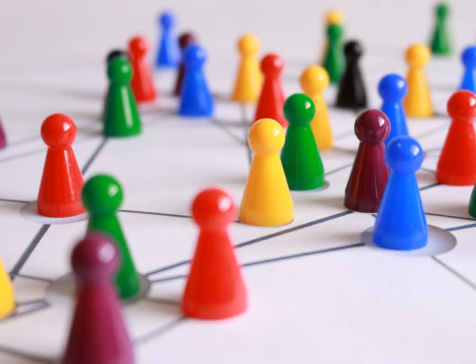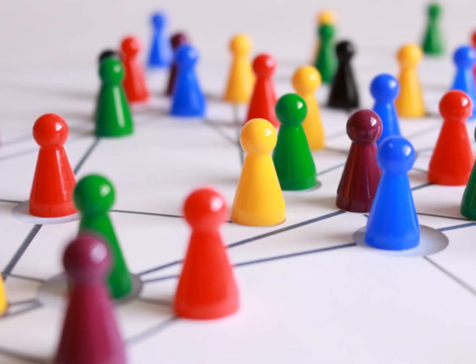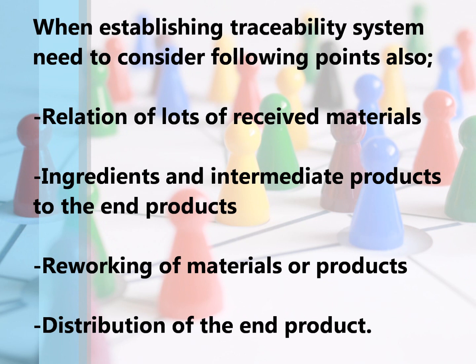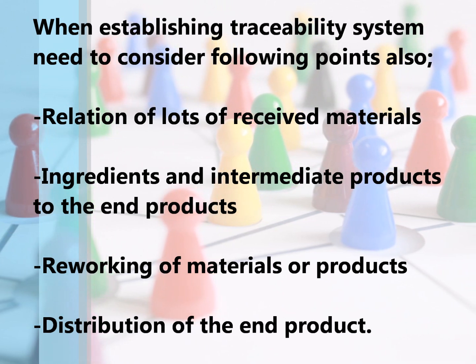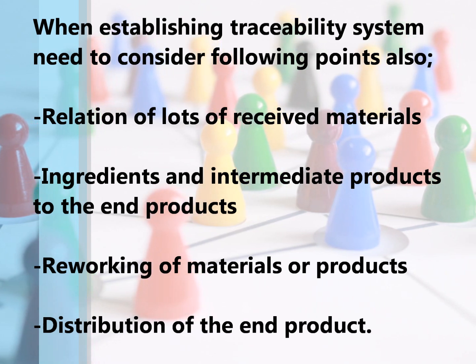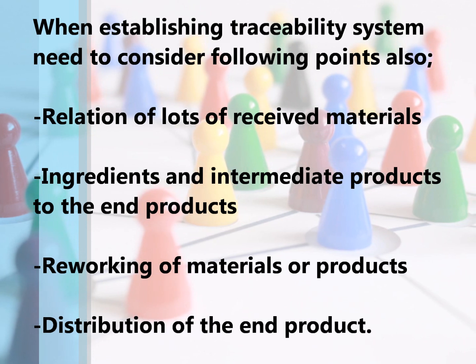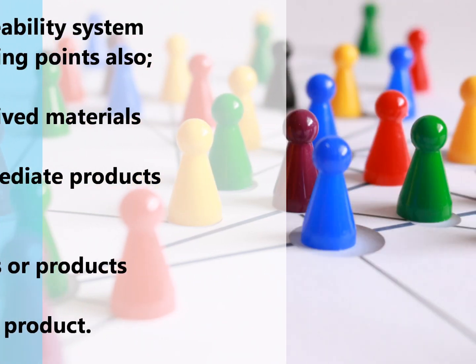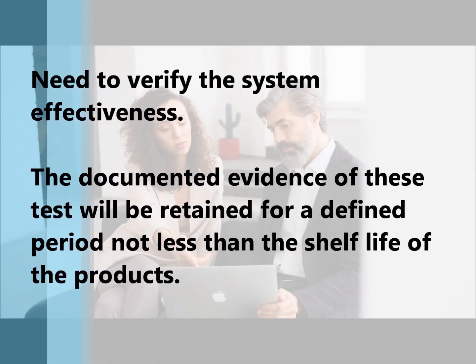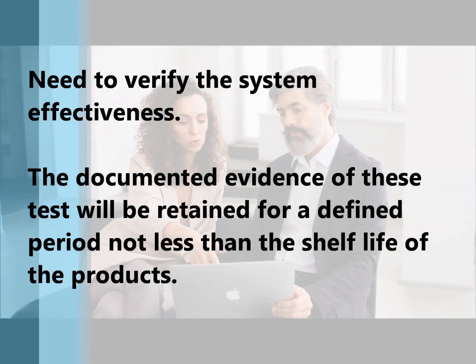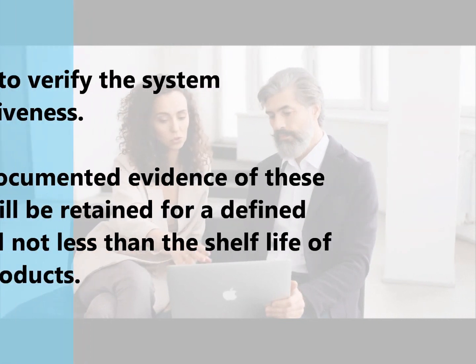If your company has an effective traceability system, you are able to identify incoming material from the suppliers to the end product distribution channel. When establishing a traceability system, you need to consider the following points also: the relation of lots of received materials, ingredients and intermediate products to the end products, reworking of materials or products, and distribution of the end product. Here, not only do you need to establish the procedure, you need to verify the system's effectiveness. The documented evidence of these tests will be retained for a defined period not less than the shelf life of the products.